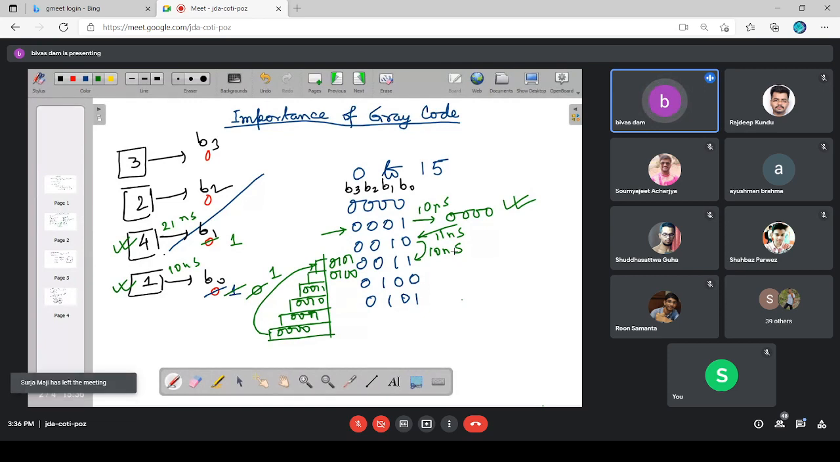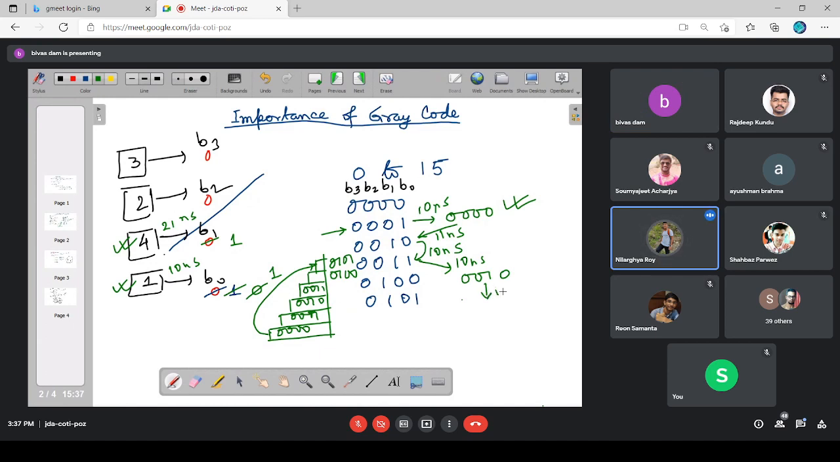After this 3, what should come? 4, 0100. So what are the outputs that are changing states? B0, B1, B2. Now out of these 3, which one is fastest? B0, then B2, then B1. So from here after 10 nanosecond what you will be getting? 0010. Then after 11 nanosecond, 0110.